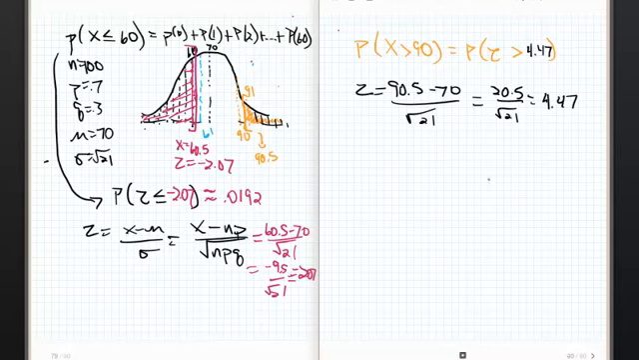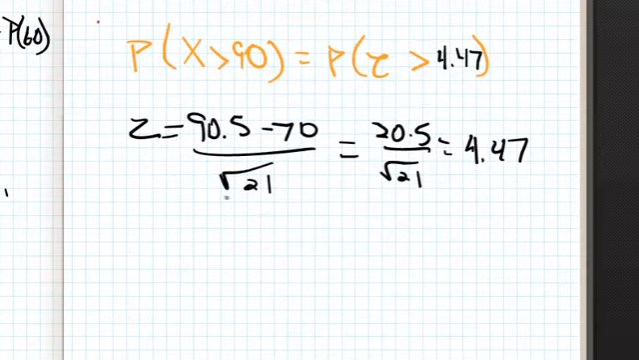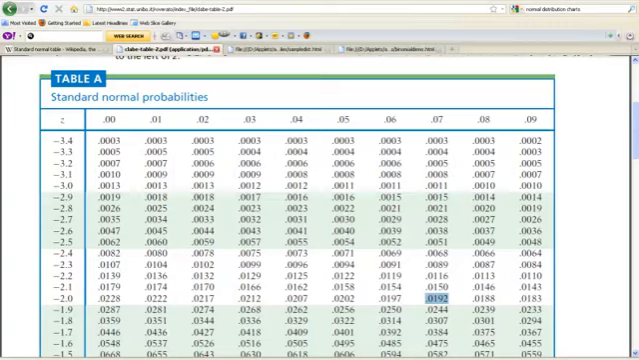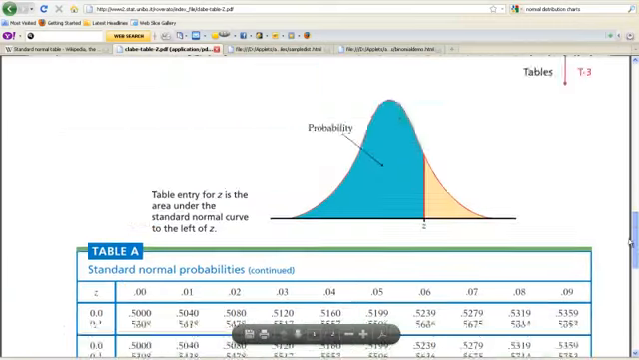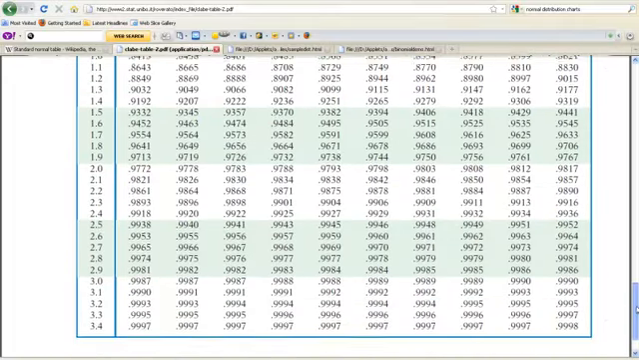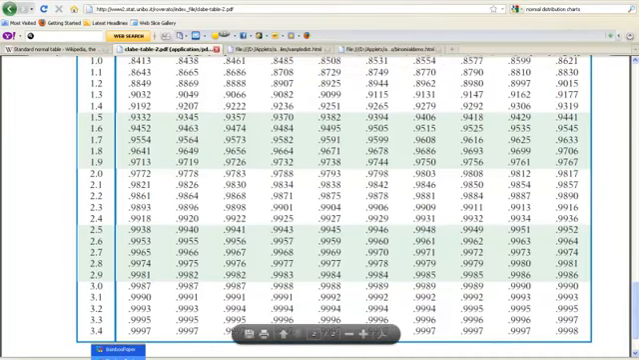Think about that. What's the probability that greater than 90 people out of the 100 are going to order Big Macs, given that the probability that any single vehicle orders a Big Mac is 0.7? They've done market research on it. What's this equal to? It's approximately equal to 0. In fact, if I look over at my z table, it doesn't even go as high as 4.47. It only goes as high as 3.49. That's something else right there.